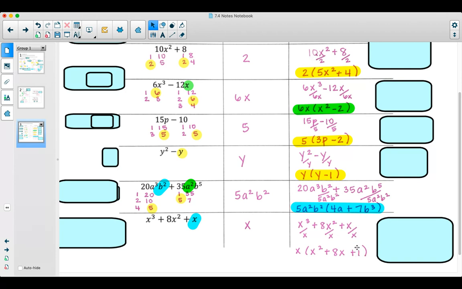This is very important to put that +1 there, because when I redistribute to check my work, I want to make sure that I get that trinomial back. So my answer in this factored form is x times the quantity x squared plus 8x plus 1. So let's try some practice problems.